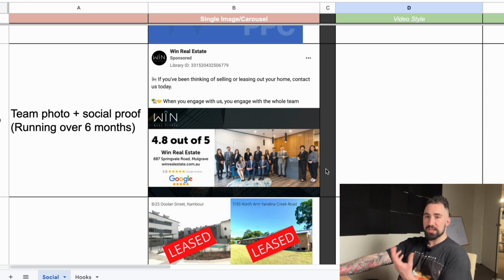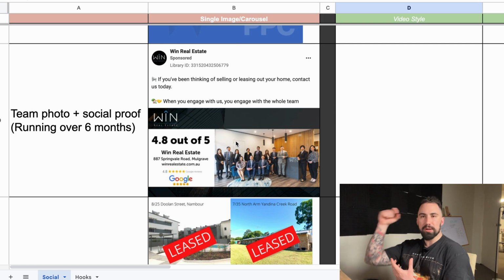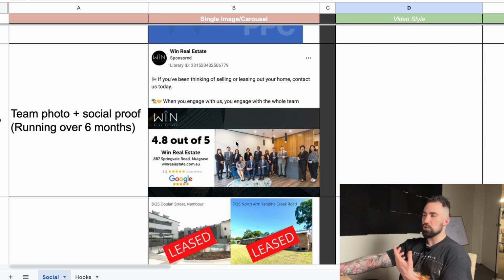And I don't see the offer. They probably, if you've been thinking of selling or leasing out your home, contact us today. They do the offer in their copy, the primary text. So that is covering every single thing. I would usually use this on a retargeting. That would work a little bit better. I wouldn't really click on it, because real estate is a visual thing, right? So you wouldn't really contact them right away because you like the look of something here. So keep that in mind as well.